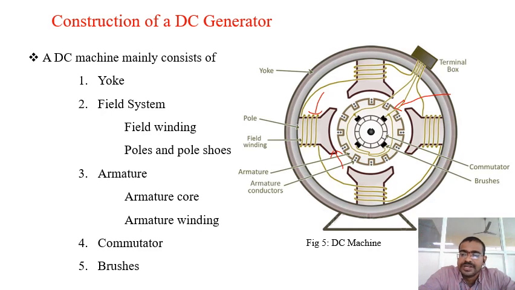The nature of that induced EMF is alternating, so it is converted into DC with the help of the commutator, which is made of copper. The DC current is collected with the help of brushes, which are mounted on the commutator and located on the MNA axis. The brushes are made of carbon. The function of the brushes is to collect the DC induced EMF, and a resistive load is connected between the two brushes, hence the DC current drives the resistive load.